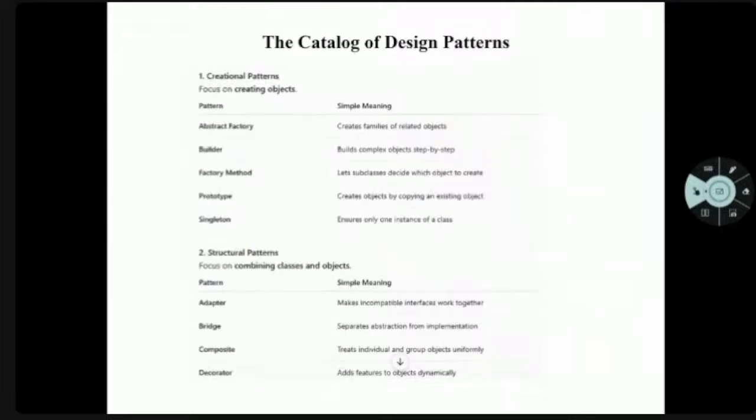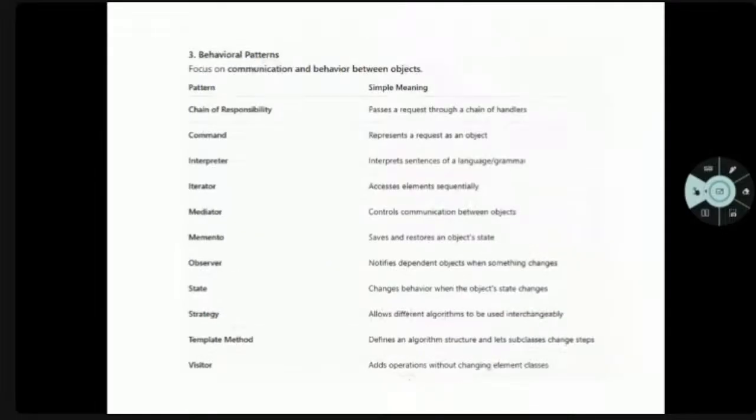Then we came to see the catalog of design patterns. How many catalogs are there in design patterns? Three catalogs. What are those three catalogs? Creational, structural, and behavioral. Under creational patterns, we have 5 different pattern names with simple meaning, in structural we have 4 with simple meaning, and in behavioral we have 11 with simple meaning.